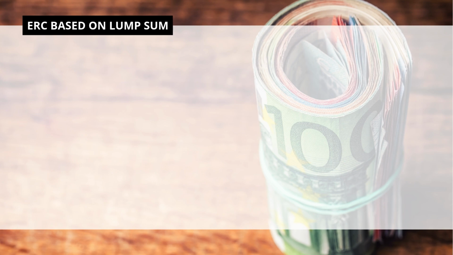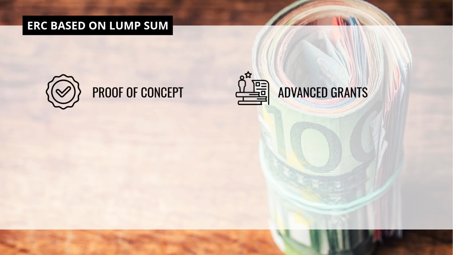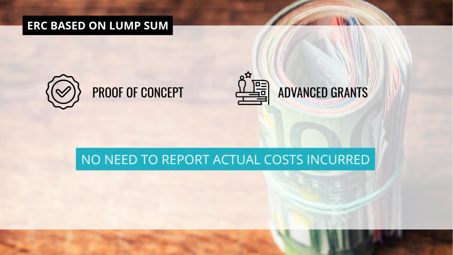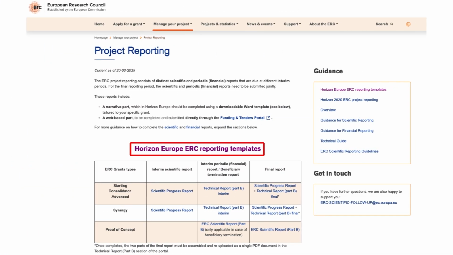ERC grant schemes based on lump sum, proof of concept, and advance grants adhere to simplified financial reporting requirements with no need to report actual costs incurred. The overall financial reporting principles remain the same as outlined in the Module 2 video. The template for the periodic report for ERC grants, along with detailed instructions, is available on the ERC webpage.